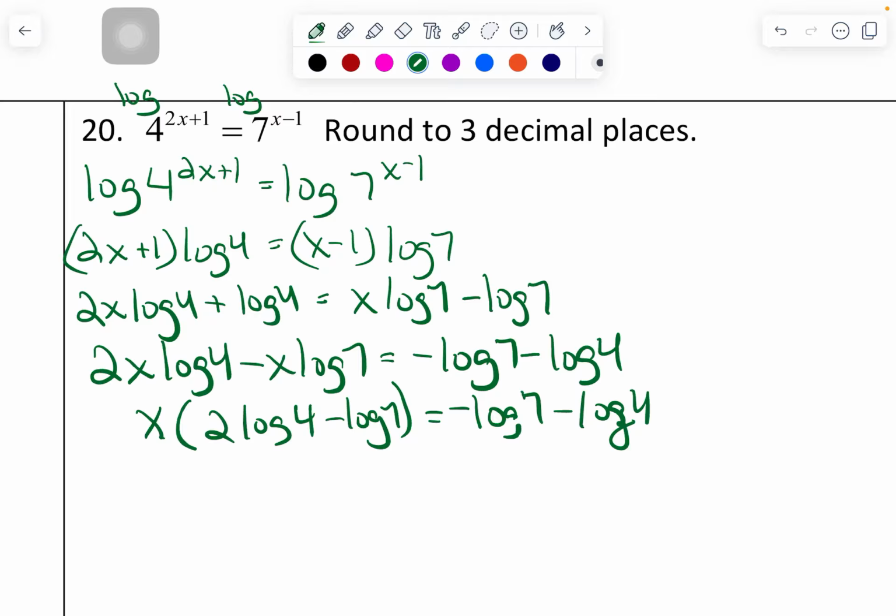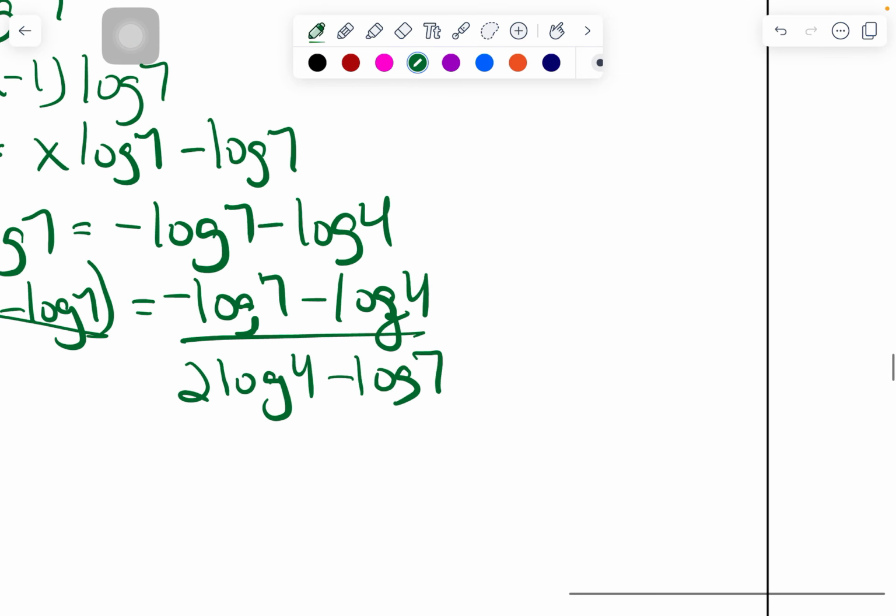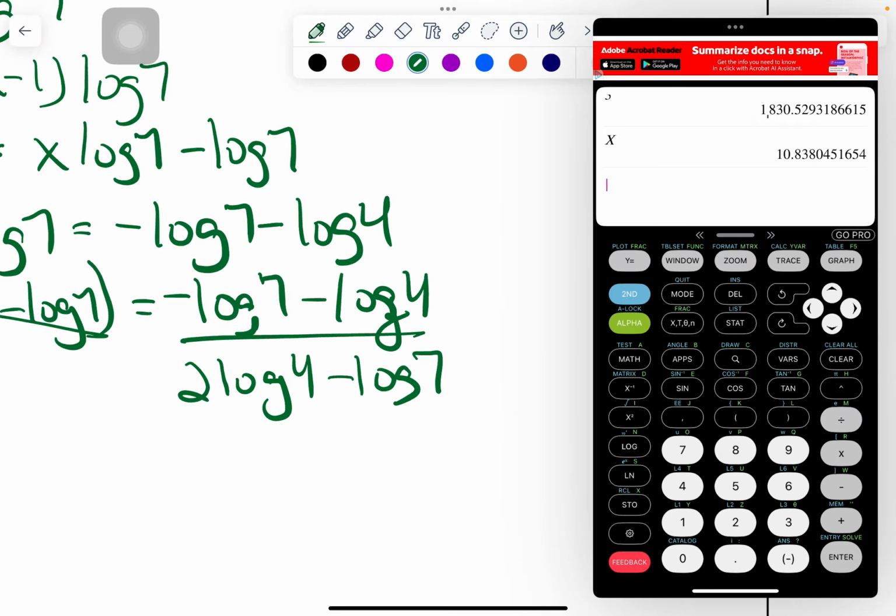All right, log of 4, and then I'm going to divide it by 2 log 4 minus log 7, and that is absolutely going into a calculator. So let me clear this out. Hold the numerator in parentheses, so negative log 7, close the 7, minus log 4, close the 4, close the numerator. Start the denominator, so 2 log 4, close the 4, minus log 7, close the 7, close the denominator, and I get this lovely decimal.